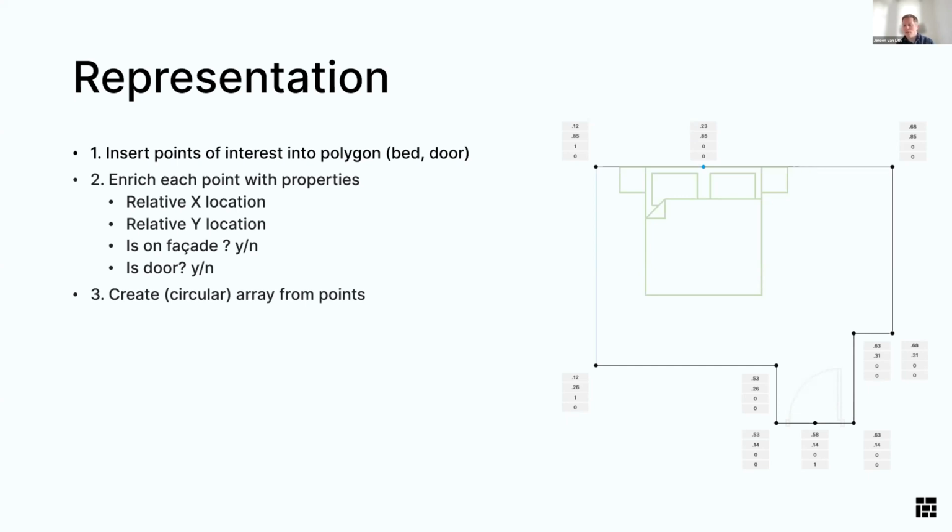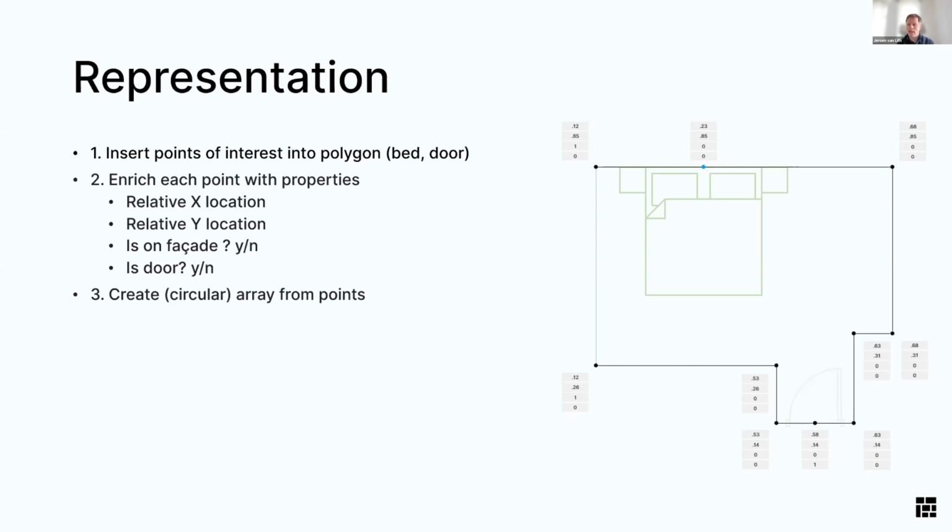In this case, we add a point for the door, and we add a point for the bed. These are the things we're very much interested in, because we think that the door, or the distances between the bed and the other points, are very important for the machine to learn something from. Then we start enriching every point of the polygon with some data, so not only the geometry, but also the semantic enrichment. For every point we also look: is it on a facade, yes or no? And is it a door, yes or no?